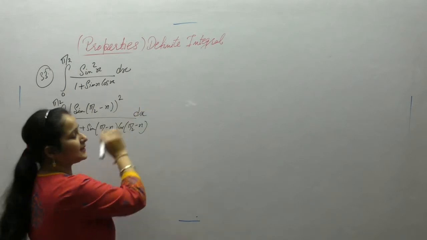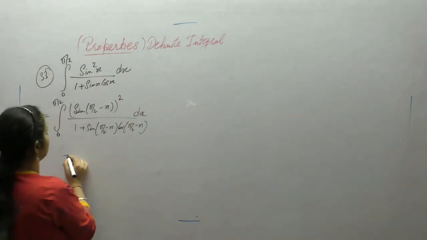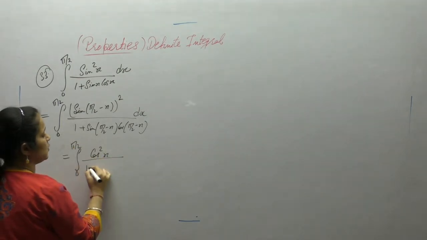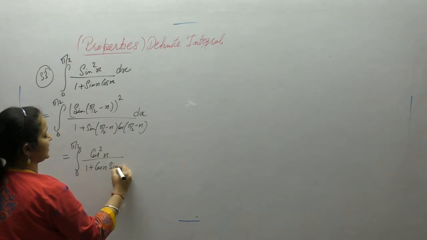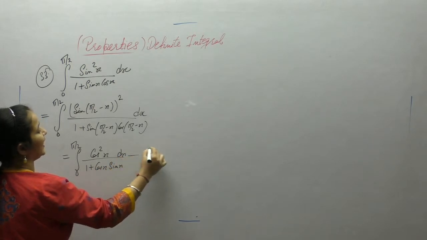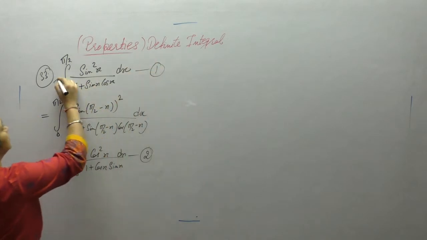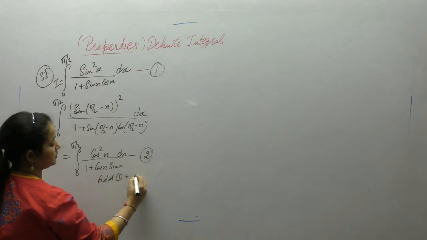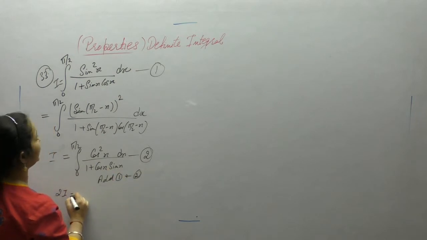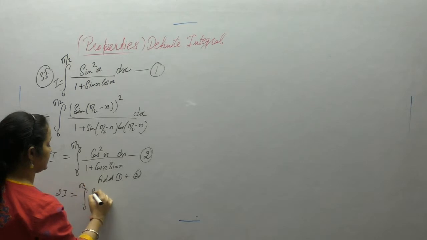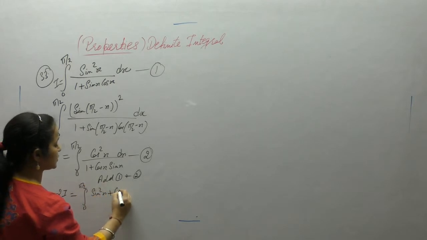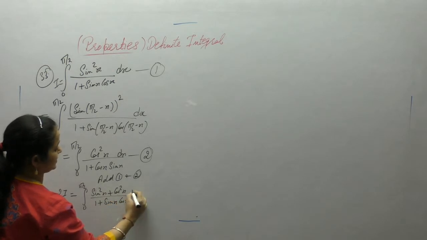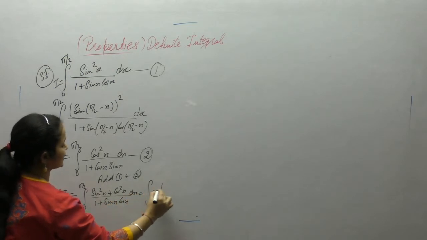Sin of 90 minus theta, we did the same in the previous question. Sin of 90 minus x is cos x, so we get cos square x upon 1 plus cos x sin x. Now add 1 and 2. The denominator is the same, so sin square x plus cos square x over 1 plus sin x cos x. Sin square plus cos square is 1.